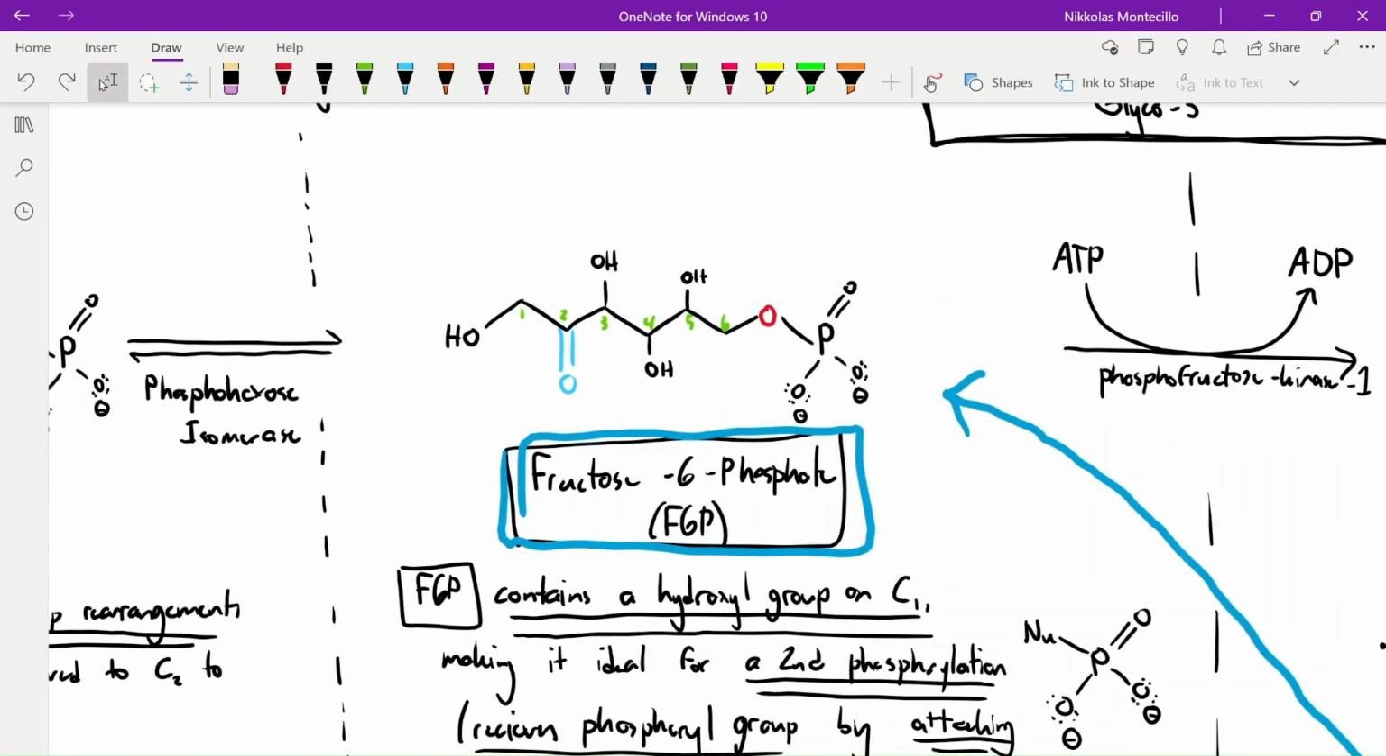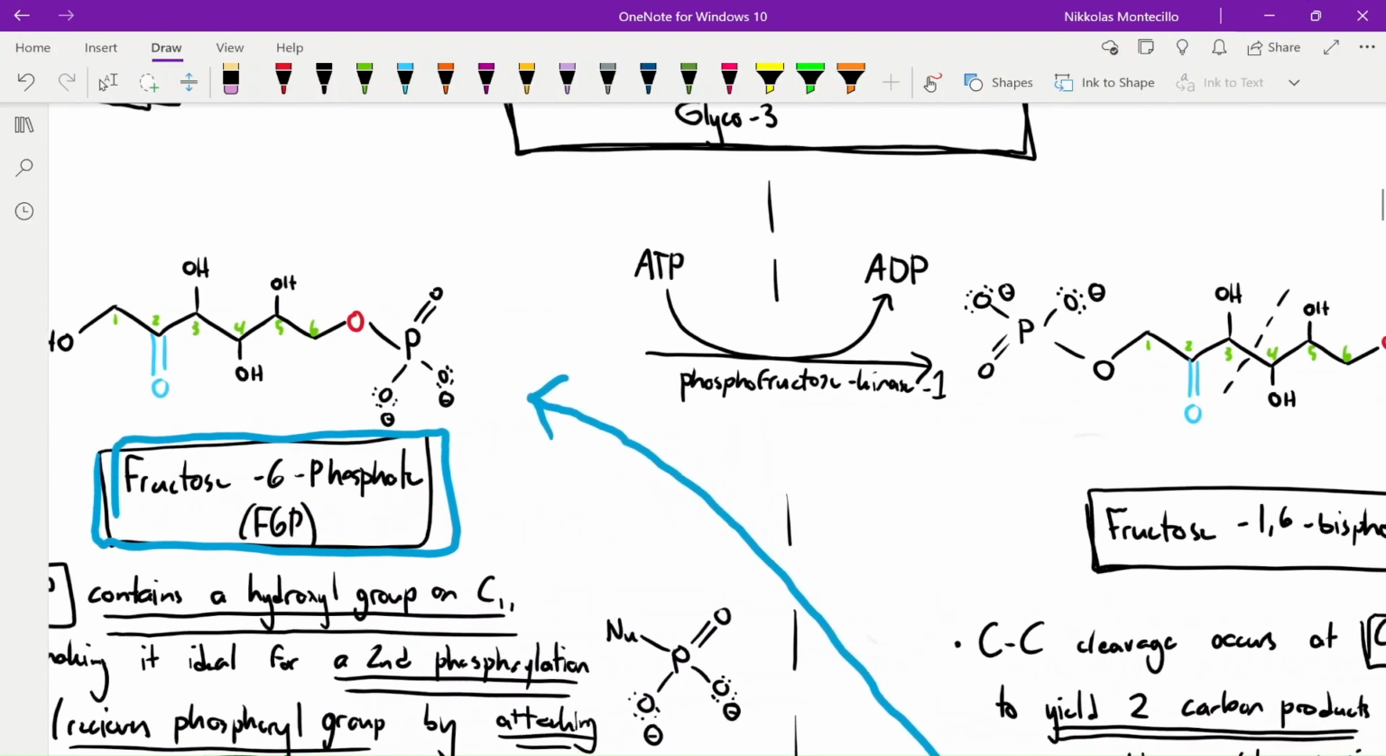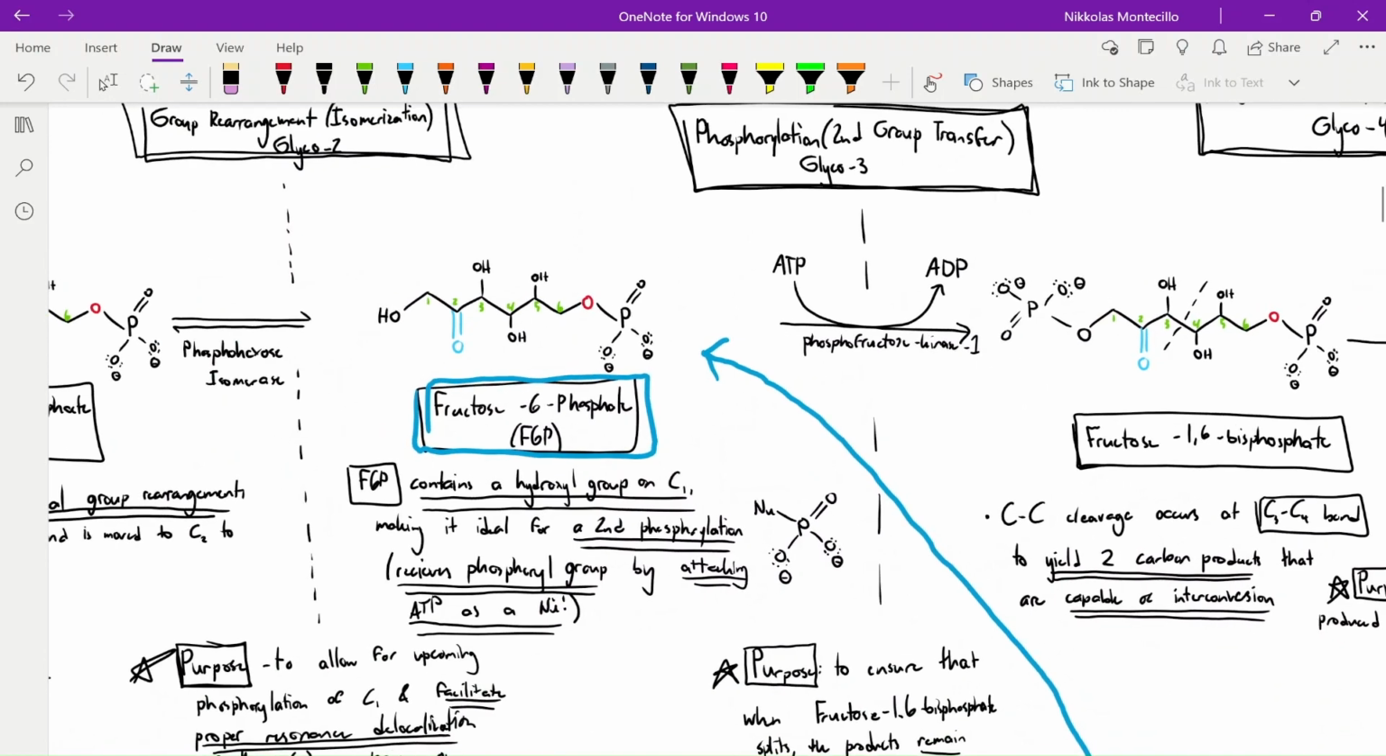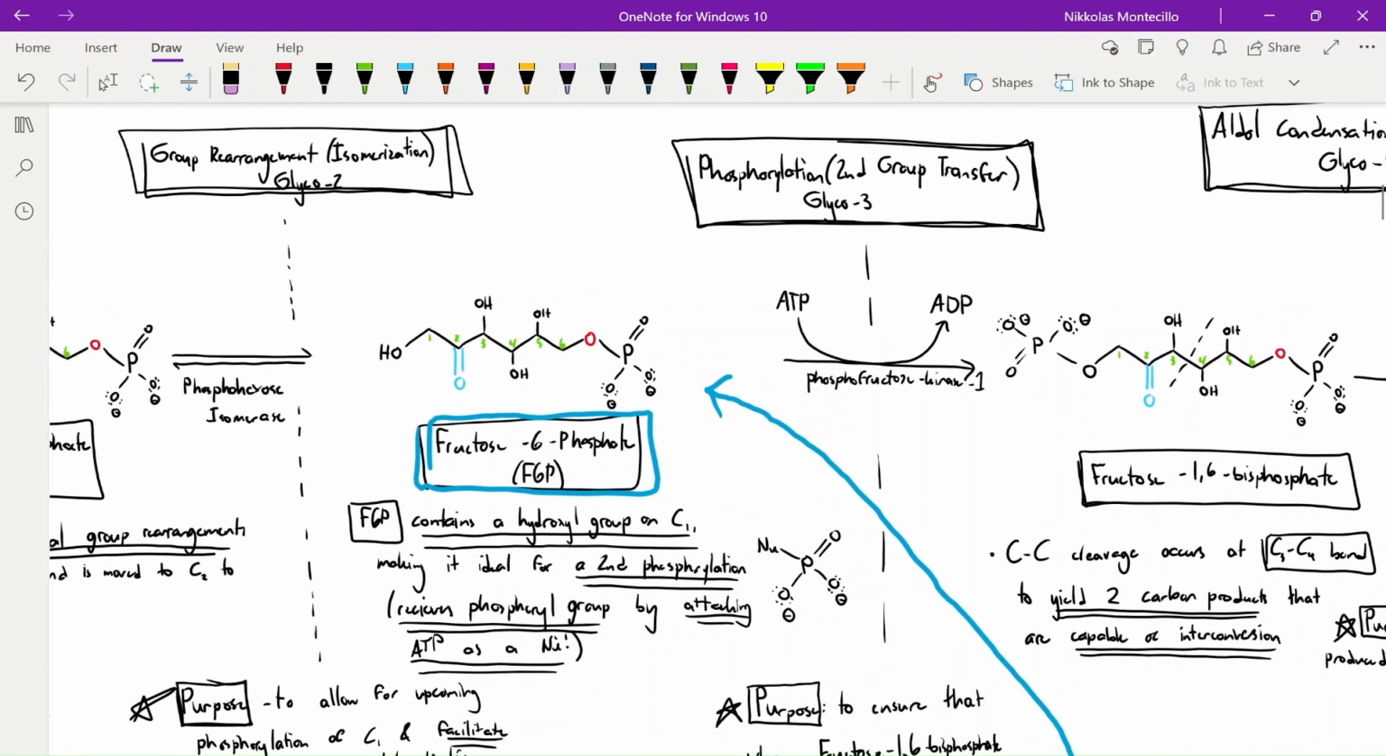So we see here that fructose 6-phosphate contains a hydroxyl group on carbon 1, making it ideal for a second phosphorylation. So it'll receive the phosphoryl group by attacking ATP as a nucleophile. Sorry. So the nucleophile here is F6P, or fructose 6-phosphate, and it'll attack ATP to form ADP and fructose 1,6-bisphosphate.